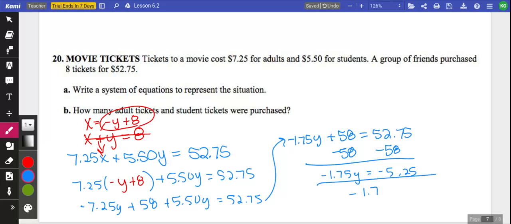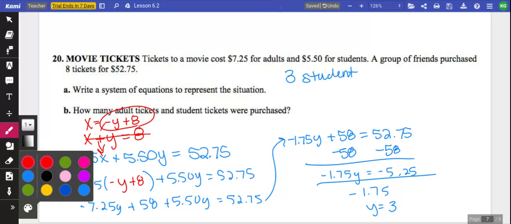Divide by negative 1.75, and hopefully we get a whole number. I get y equals 3. So I know that there were 3 student tickets because that's my y. I'm going to put that back up into that red equation, which said x equals negative y plus 8. So I'm going to put negative 3 plus 8. So x equals 5. So 5 adult.